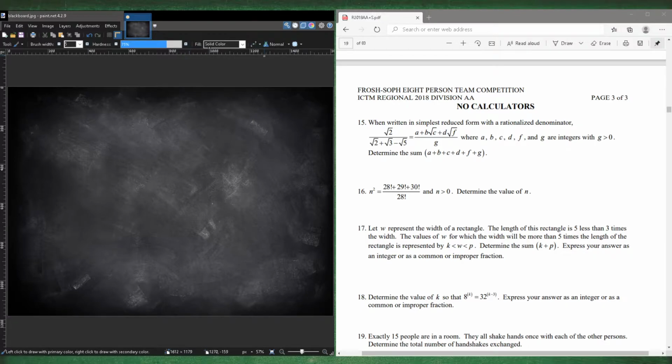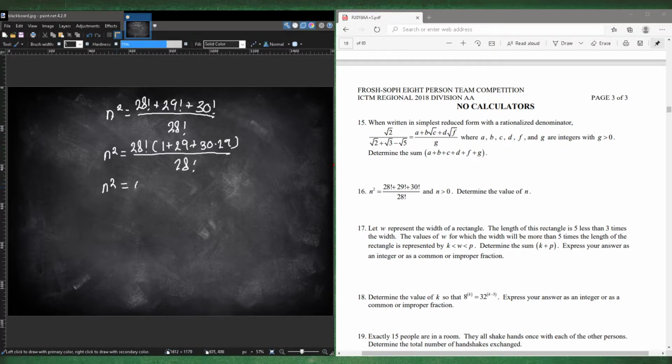Number 16 says n squared is equal to 28 factorial plus 29 factorial plus 30 factorial over 28 factorial, and n is positive, and we need to find the value of n. What we could do is cancel out that 28 factorial. So let's have 28 factorial on the top, distribute it out. That's 1, this is 29, and this is 30 times 29 over 28 factorial. So that gives us that n squared is equal to 1 plus 29 plus 30 times 29.